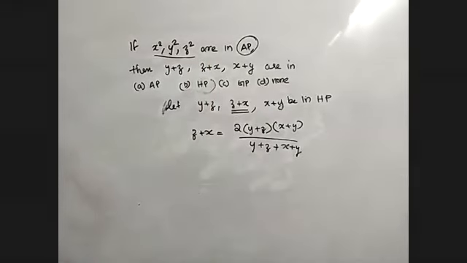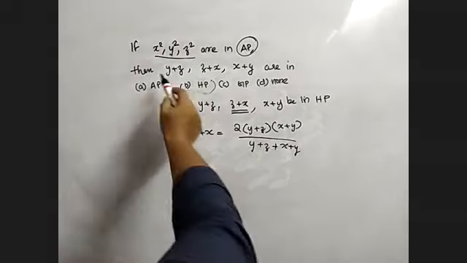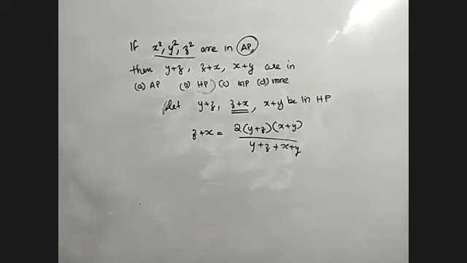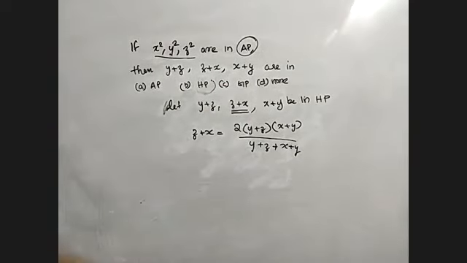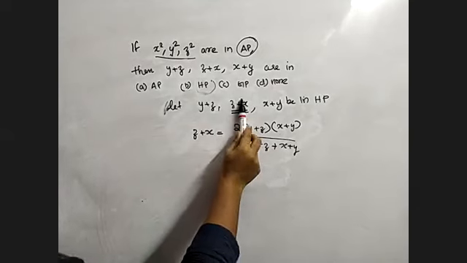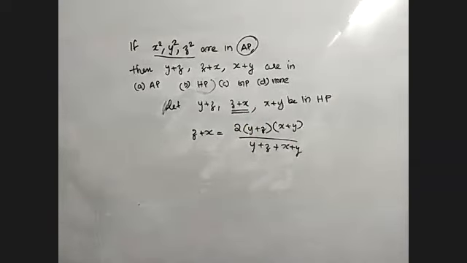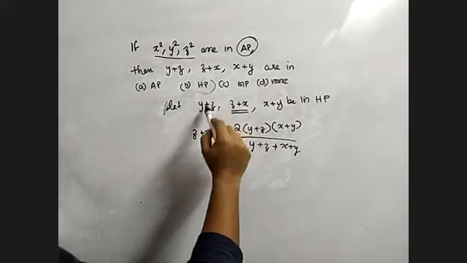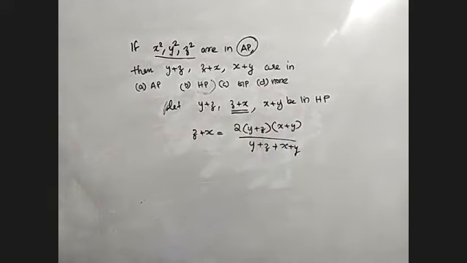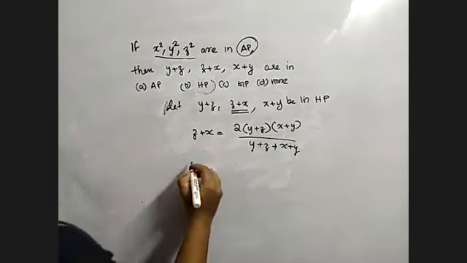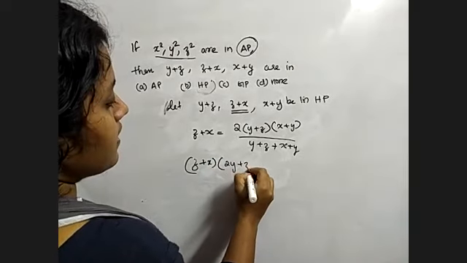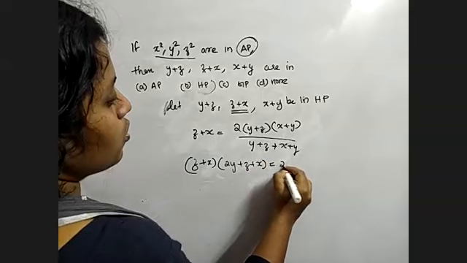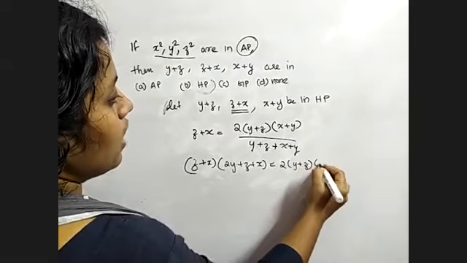Given this is an AP and they are asking which this belongs to, whether AP, GP or HP, I'm just assuming this is in HP. So what I can write, the harmonic mean is equal to 2AB by A plus B. So Z plus X is equal to 2 into this by this plus this. Now just cross multiply. (Z plus X) into (2y) plus... Z plus X is equal to 2 into y plus Z into X plus Y.